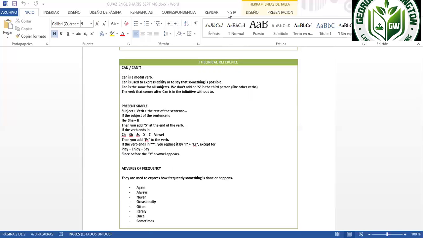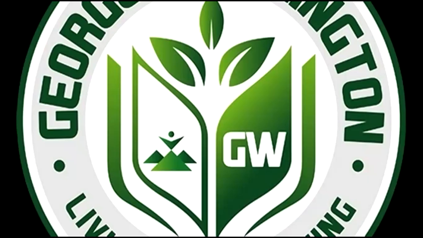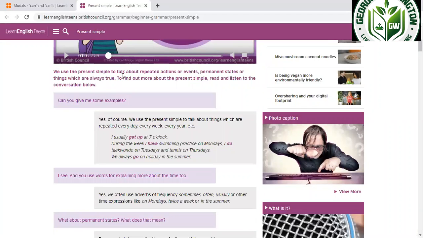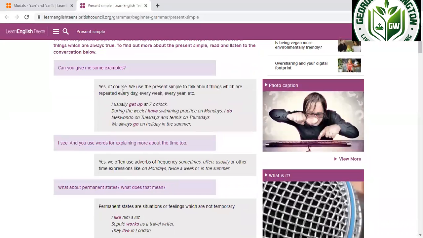And all right, so let me share with you the information for present simple. We use the present simple to talk about repeated actions or events, permanent states, or things which are always true. To find out more about the present simple, read and listen to the conversation below. Can you give me some examples? Yes, of course. We use the present simple to talk about things which are repeated every day, every week, every year, etc. Okay, like a daily routine.